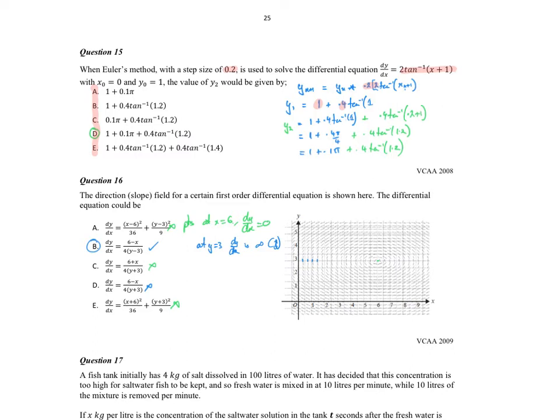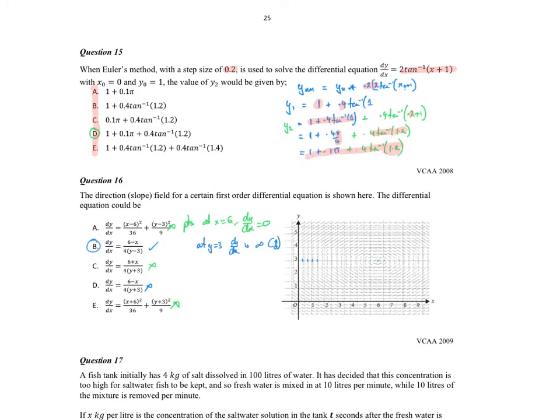So then y2 is all of y1, which is there, plus 0.2 times 2 tan inverse of, with x1 substituted in, which is 0.2. So that's 0.4 tan inverse of 1.2. So tan inverse of 1 is pi on 4. So there's my pi on 4 there, times 0.4. If we tidy it up a fraction, I'll get 1 plus 0.4 pi on 4, which is 0.1 pi, plus in green there the 0.4 tan inverse of 1.2.